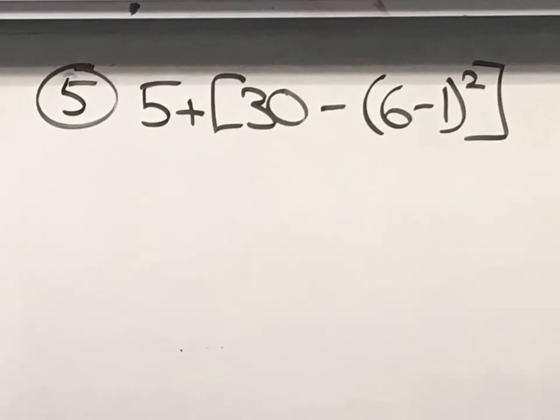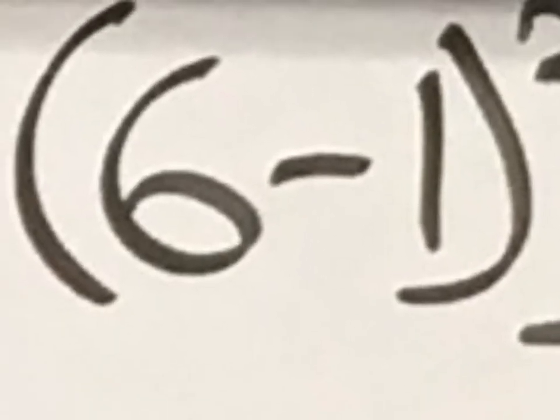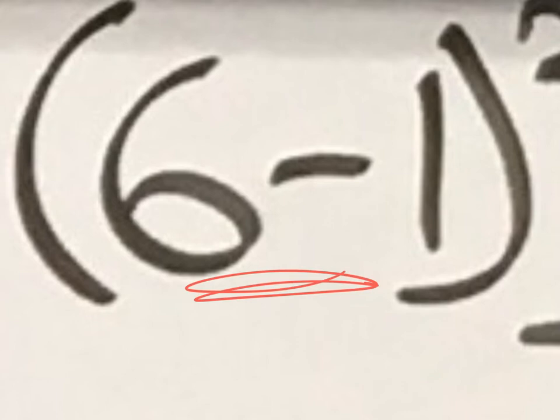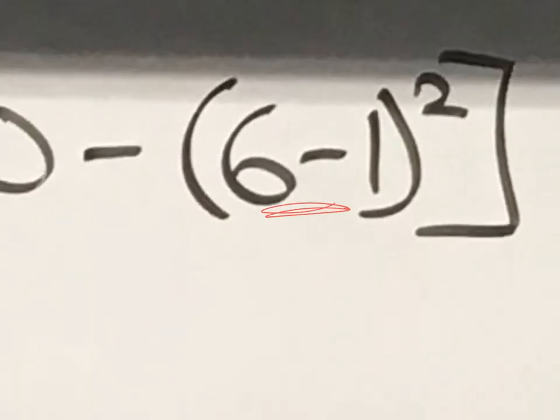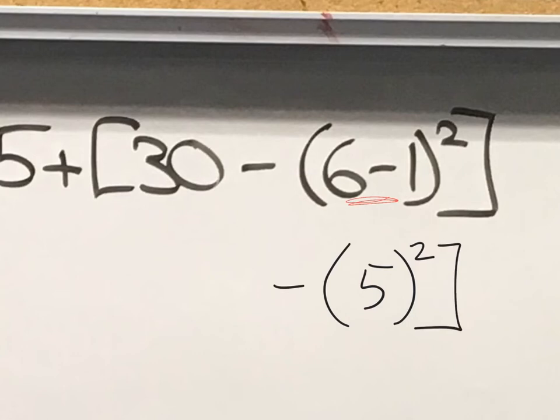So number 5, we have brackets, which means we zoom in to what's inside the brackets, but then inside the brackets we have more parentheses, which means we zoom in and do what's inside those parentheses. So 6 minus 1, that is 5, and what I'm going to do is rewrite everything. So I'm even going to keep the parentheses, put the 5 right here, bring down the square, the bracket, the minus sign, the 30, the bracket, the plus, the 5.